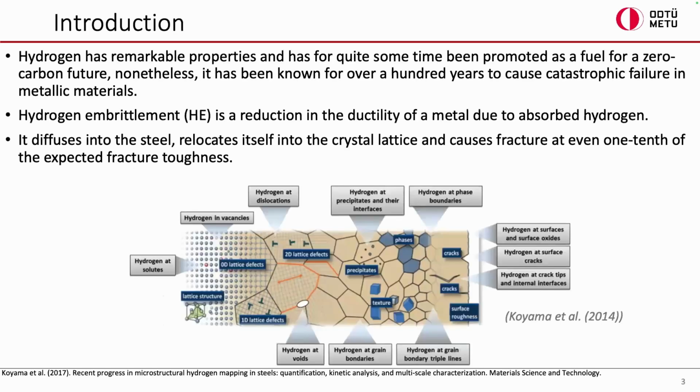To start with, hydrogen is known to be a good candidate for a future energy resource, but it has been known for over 100 years that it has caused catastrophic failures of metals. Hydrogen embrittlement, as we all know, is a reduction in the ductility of a metal due to the absorbed hydrogen. It mainly diffuses into the steel, relocates itself into the crystal lattice, and causes fracture even under 1/10 of the fracture toughness values.